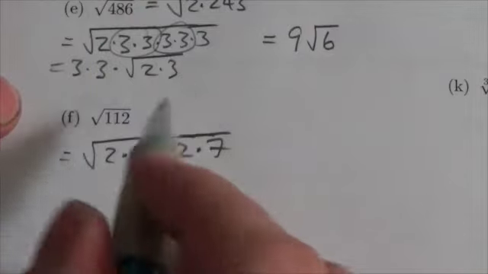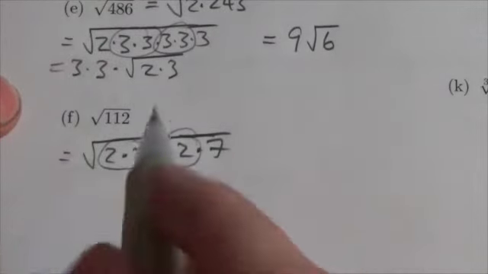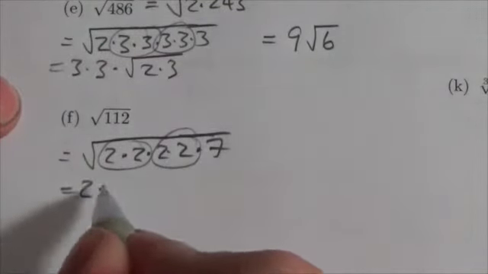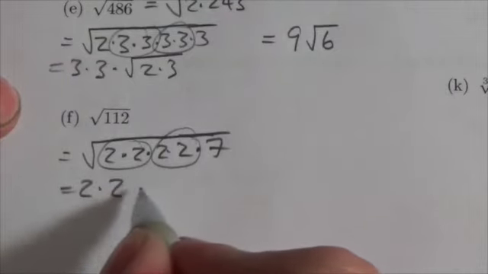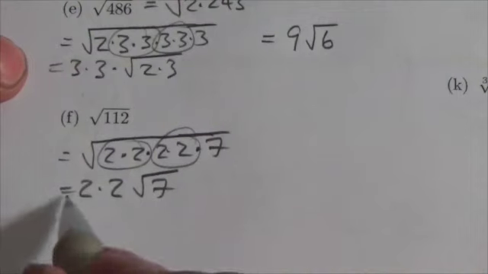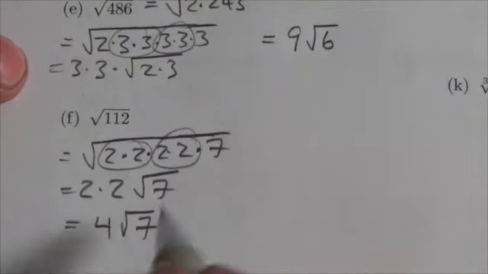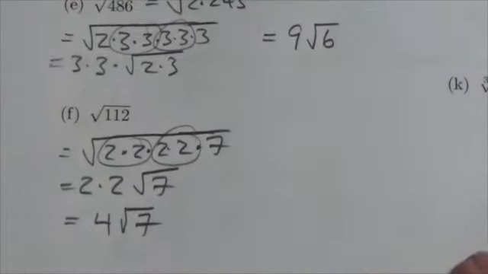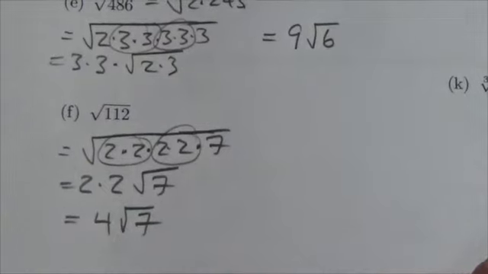Square root tells me to look for pairs. I've got a pair of 2's there, a pair of 2's, so I'm going to write a single for that pair, a single for that pair, and then I'm stuck with the 7 underneath. I can't do anything with it. And so this becomes 4 root 7. Okay, and I will do those other ones shortly.